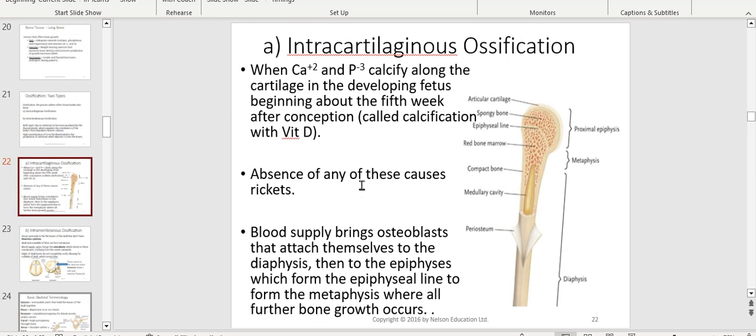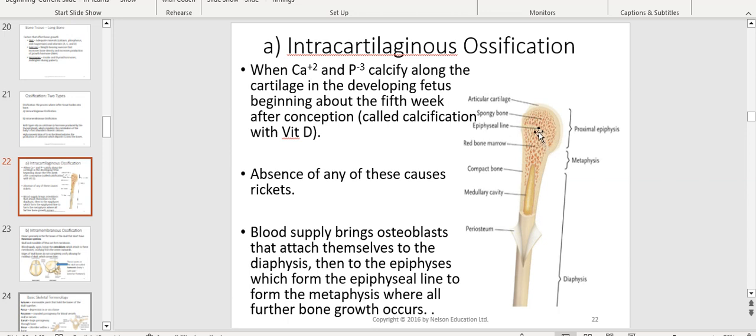Intercartilaginous ossification. When calcium and phosphorus calcify along the cartilage in the developing fetus, it begins about the 5th week after conception. The absence of any of these causes rickets. What happens there? Blood supply brings osteoblasts to the bone, who then attach themselves to the diaphysis. Then to the epiphysis, which forms the epiphyseal line.